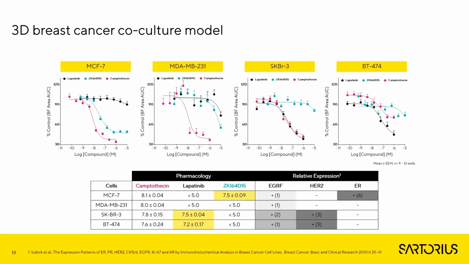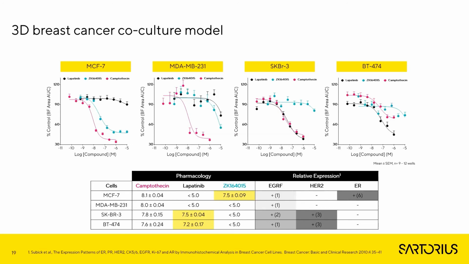So here we show how a 3D co-culture model is amenable to pharmacological profiling of compounds. A panel of 4 commonly used breast cell lines were co-cultured with fibroblasts and multispheroids allowed to form for 3 days prior to treatment with standard of care and cytotoxic agents, lapatinib, ZK164015 and camptothecin. We can see that inhibition of multispheroid growth caused by lapatinib and the ZK compound aligned with the known expression profiles of receptors which are targeted by these agents.